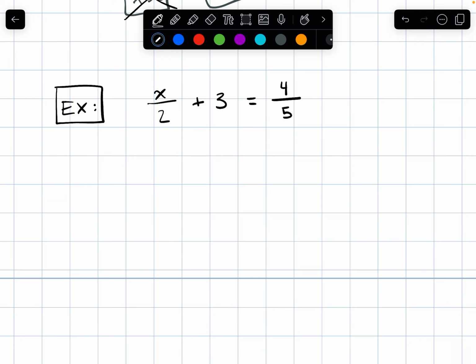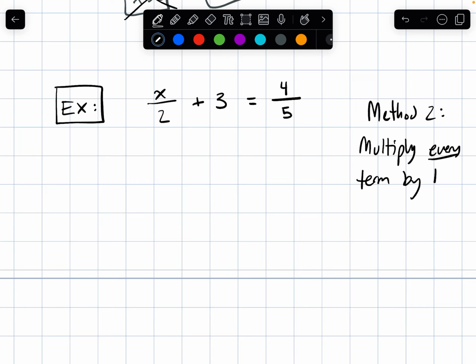Next type of problem, notice we're not going to use the cross multiplication anymore because I have two terms on the left. So in this method here, I want to use method 2. And we're going to say that in method 2, we are going to multiply every term by the LCD. Remember, the LCD is the least common denominator. So that's the group of terms, the product of terms that's going to give me a common denominator across everything.